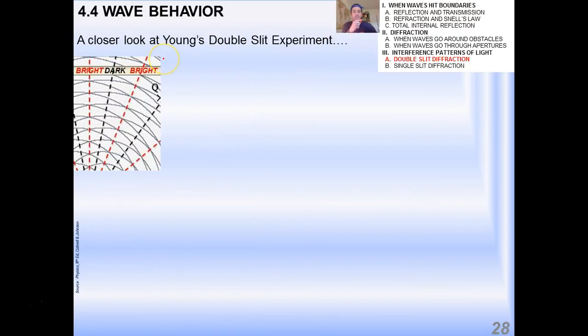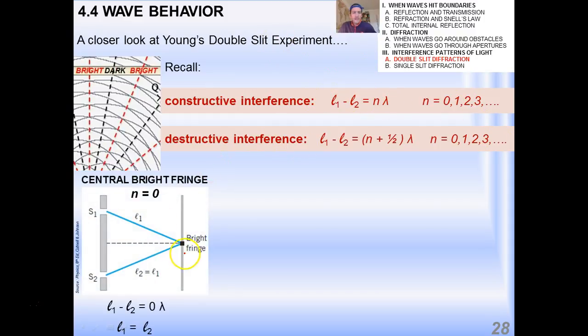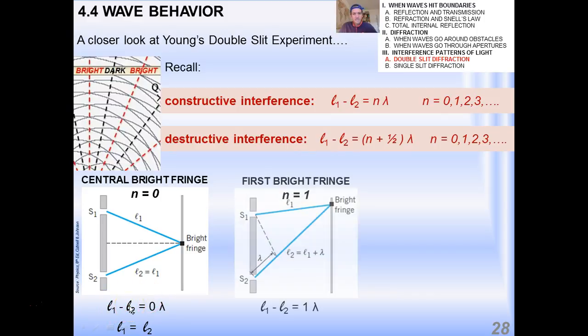Now let's take a much closer look at Young's double slit experiment. Recall the conditions for constructive and destructive interference in terms of multiples or half-integer multiples of the wavelength. Now, it's easy to see why the central bright fringe is bright. It's because we have symmetry here where L1 equals L2. So in this case, n is 0, so L1 minus L2, which is the path difference, is 0 lambda.